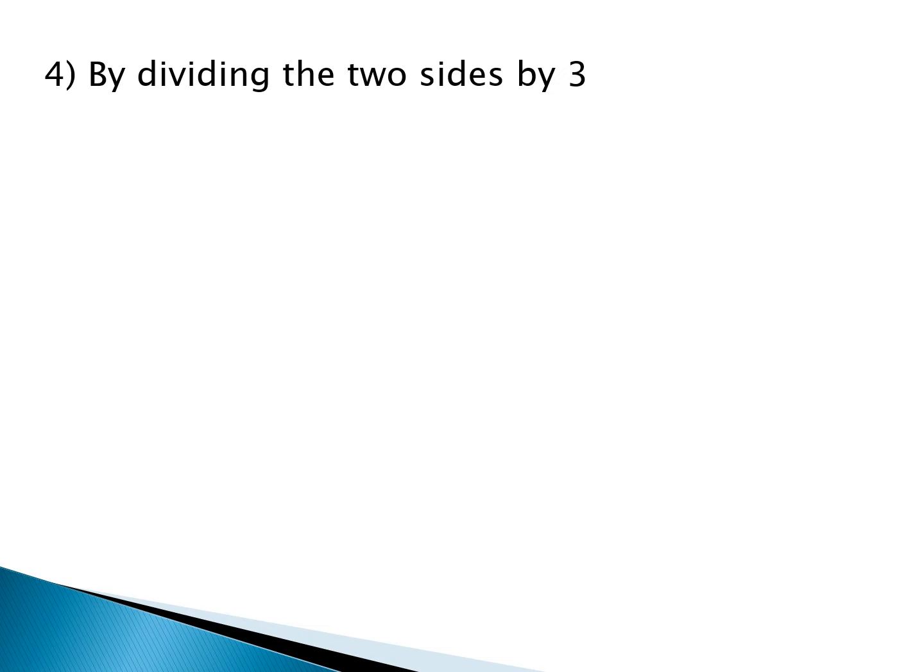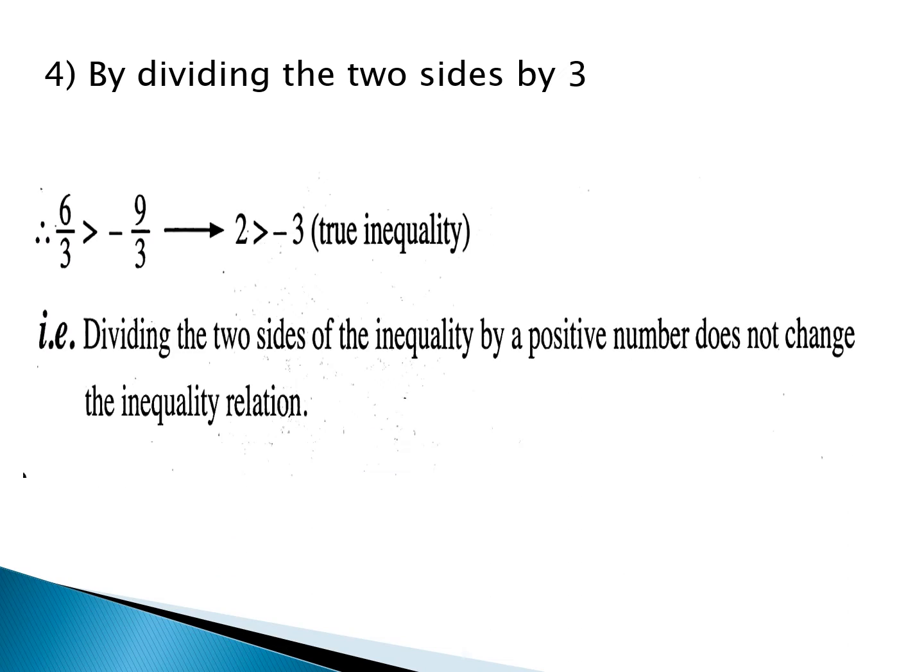By dividing both sides by 3, we will also have 6 divided by 3 greater than -9 over 3, because 2 is greater than -3, so it's a true inequality, because dividing both sides by a positive number doesn't change the inequality relation.